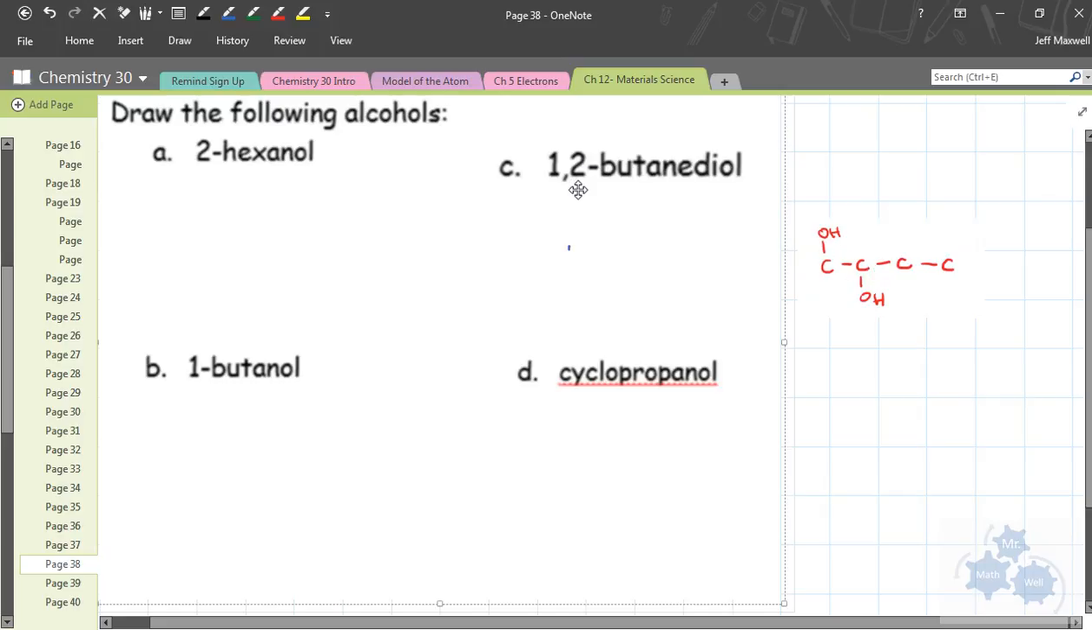The structure for 1,2-butanediol right here, and you can try your hand at the rest of these. So that's the rest of the assignment for today.